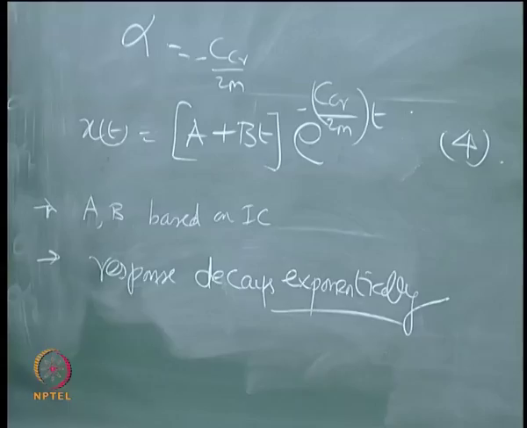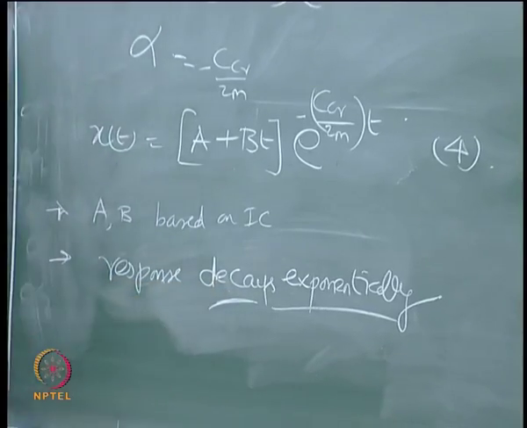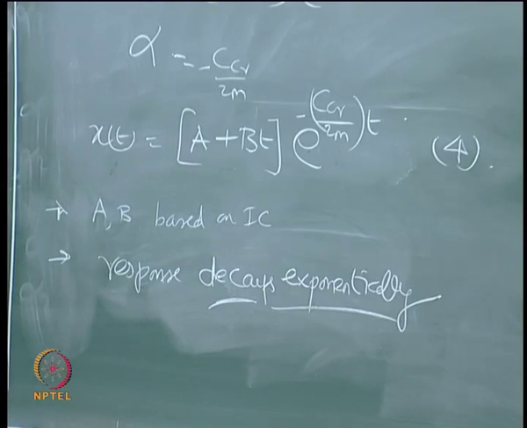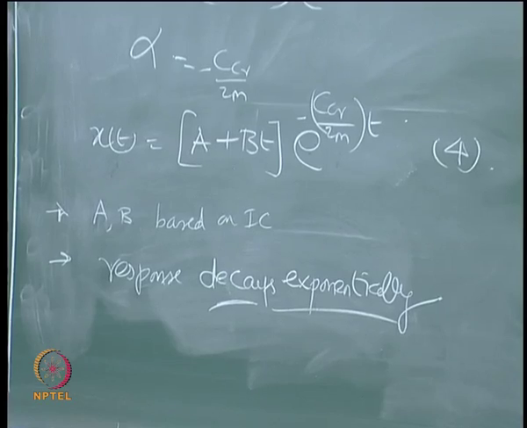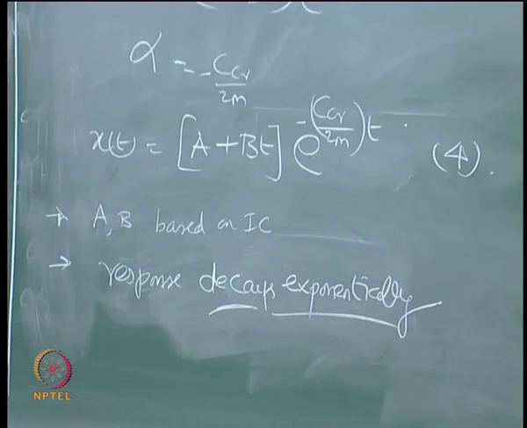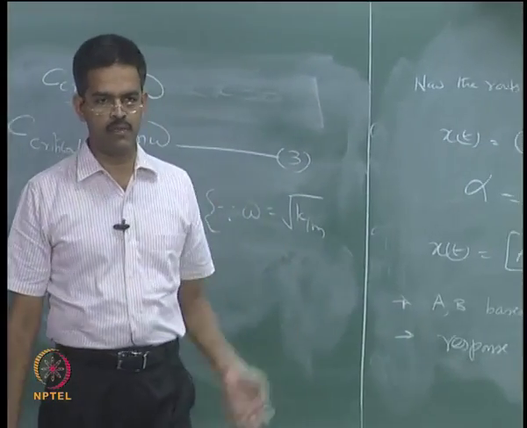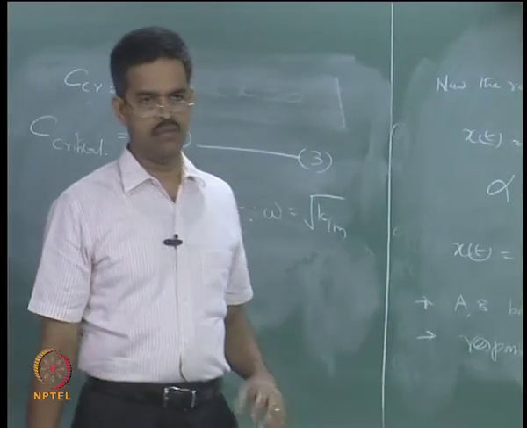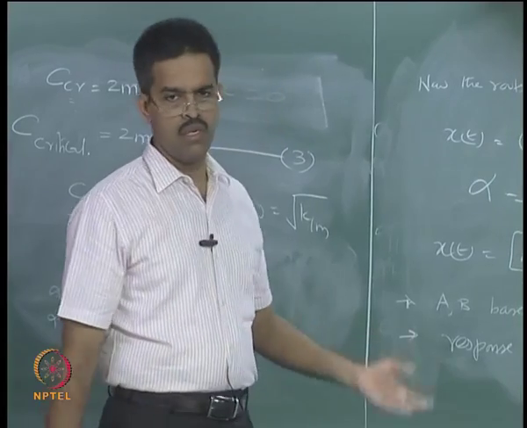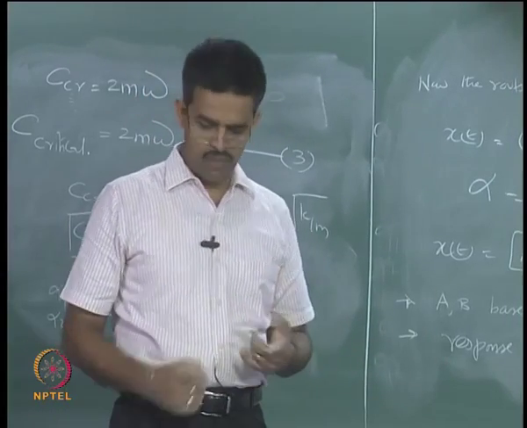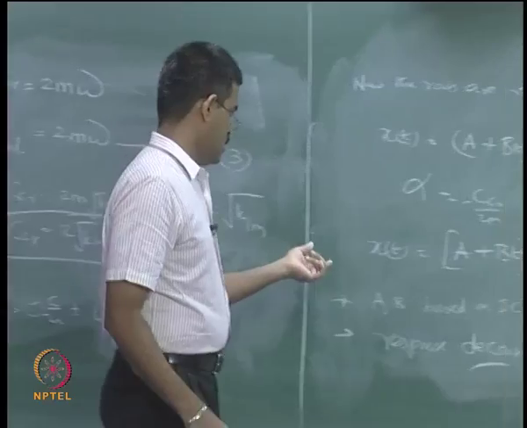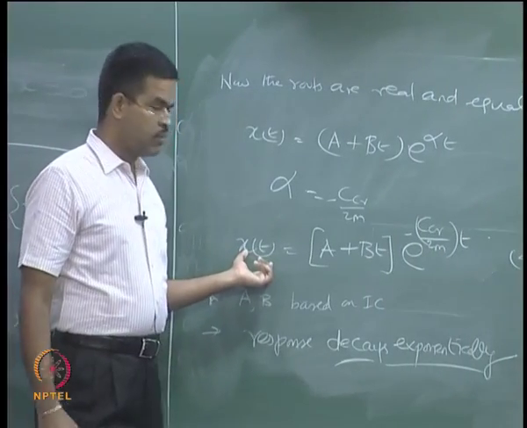This is very important, the response decays exponentially, because it is e power minus, so it is decaying exponentially, which is a realistic value, because the response will die down after some instant of time or after some span of time, which is happening from equation number 4 as shown here.